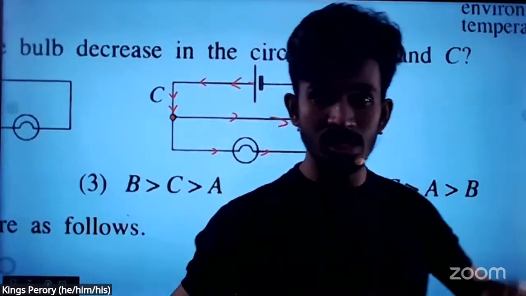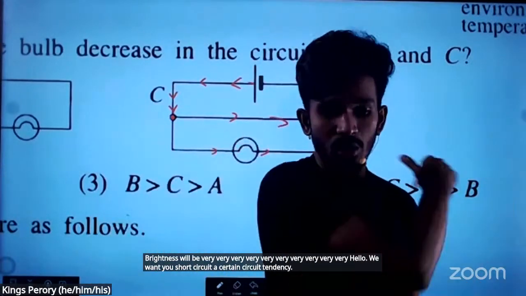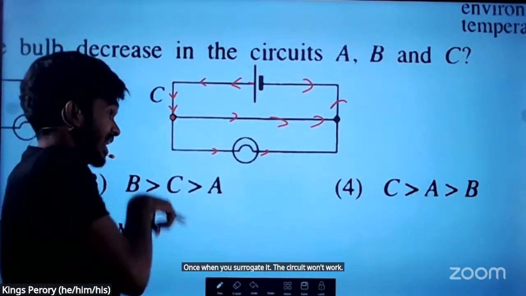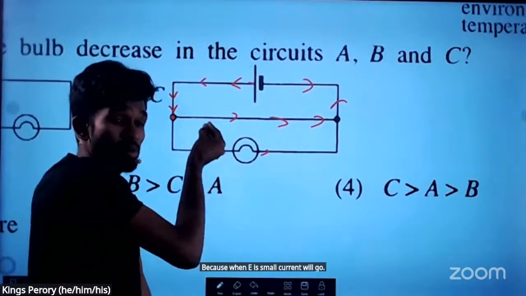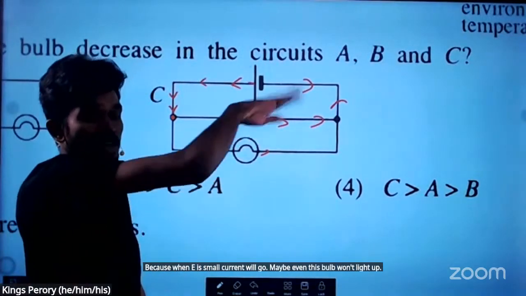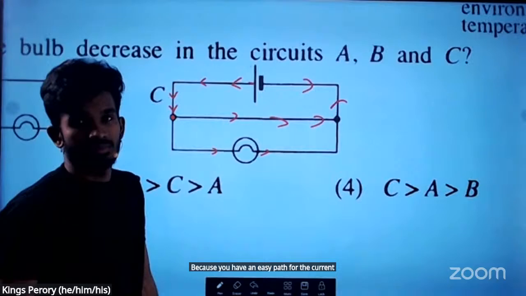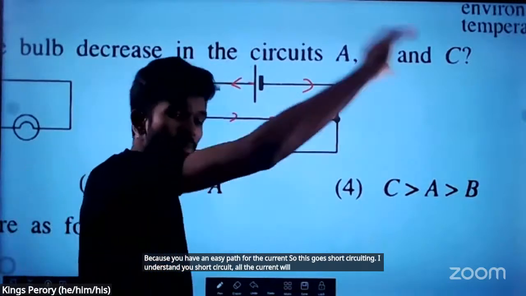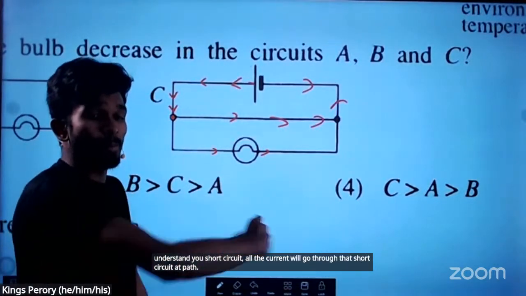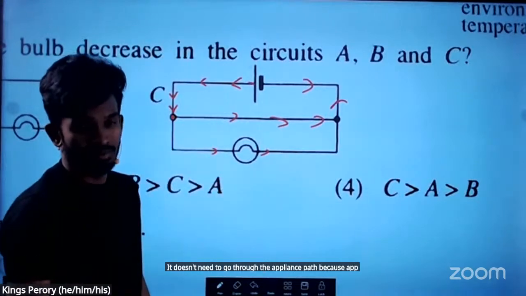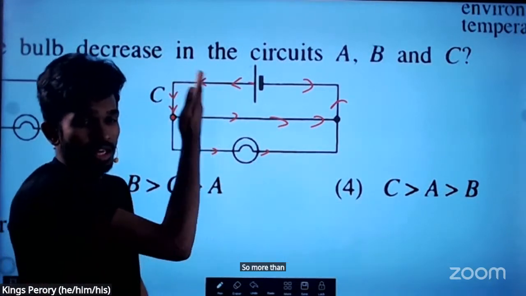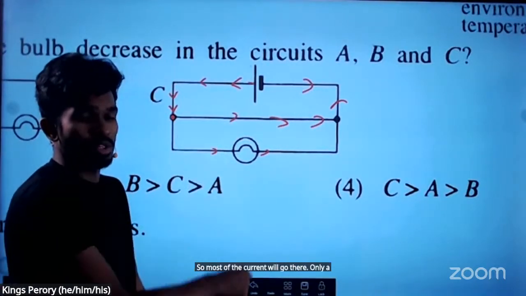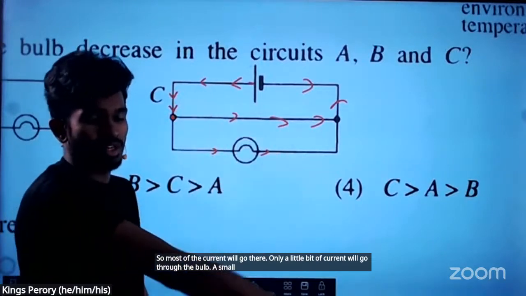If you short circuit a certain circuit, the circuit won't work because very small current will go. Maybe even this bulb won't light up, because you have an easy path for the current. So this is called short circuiting. Once you short circuit, all the current will go through that short circuited path. It doesn't need to go through the appliance path because the appliance is an obstacle for the current. So most of the current will go through the short circuited path. Only a little bit of current will go through the bulb, and a small potential will be given to the bulb.